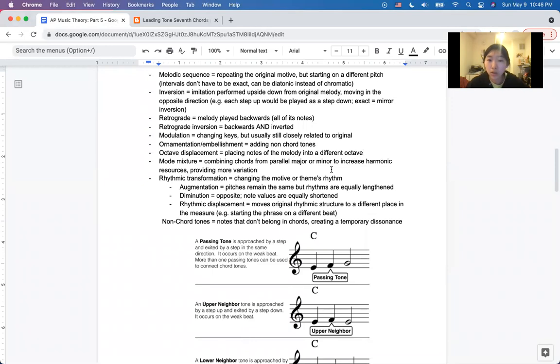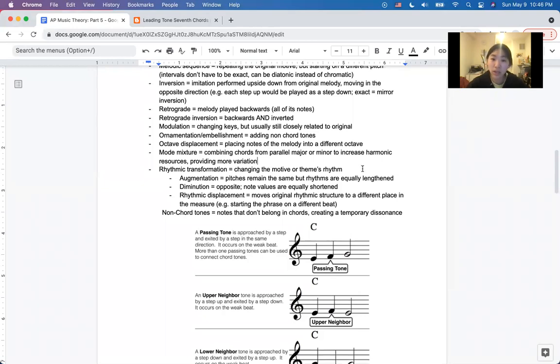Mode mixture, which is when you combine chords from parallel major or minor to increase harmonic resources, providing more variation. An example of this would be the Picardy third. Remember that when we mentioned it in a couple of videos ago, I think? That is when, in a minor key, instead of playing the minor third, you use a major third, which is found in the parallel major key, hence the Picardy third.